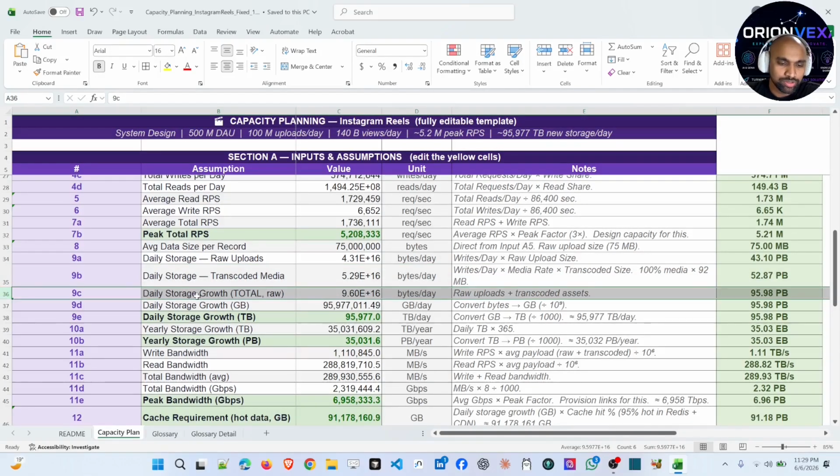Daily storage growth is raw upload plus transcoded asset, that is 95.98 petabytes.